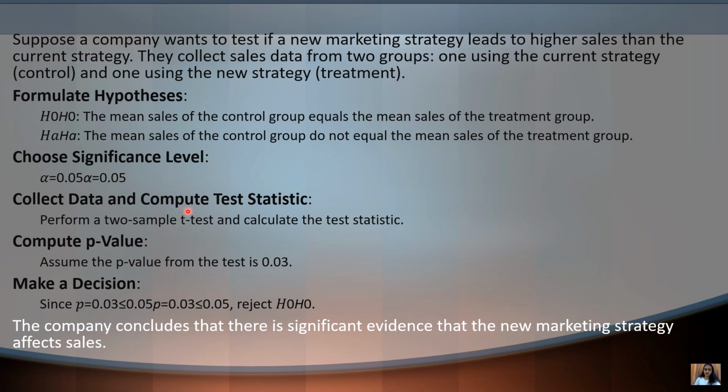Next, we will choose a significance level, that is, we will assume alpha is 0.05. Next, collect the data and compute test statistics, that is, perform a two-sample t-test and calculate the test statistic. Now we will compute the p-value. Assume the p-value of the test is 0.03. Next, make a decision: since p equals 0.03, which is less than 0.05, we reject the null hypothesis H naught. The company concludes that there is significant evidence that the new marketing strategy affects sales.